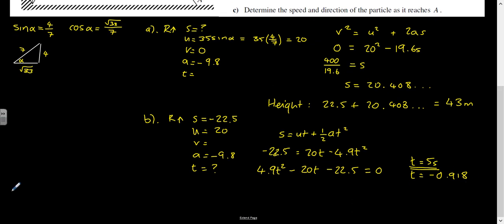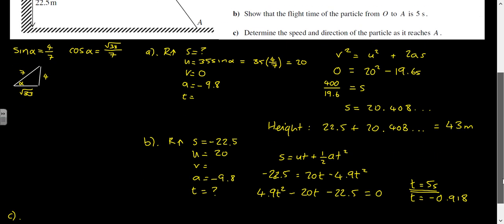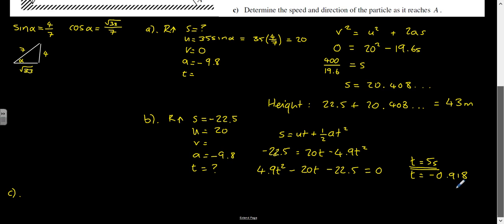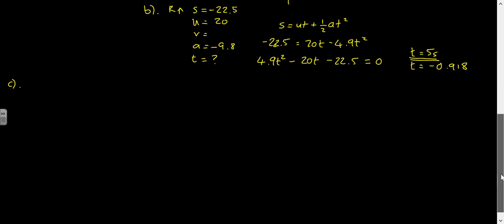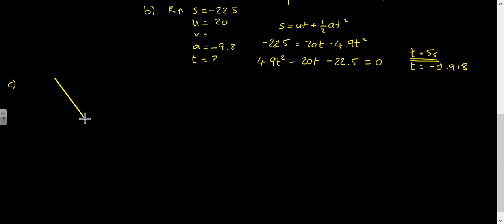So then for part C, very similar to what we did before, determine the speed and direction of the particle as it reaches A. Well, we can see from the model that when it reaches A, the speed at which it's traveling is going to be this direction. Okay, so that's its speed, and what we're going to calculate is its vertical velocity and its horizontal velocity as before, and we're going to then use Pythagoras theorem to work out the speed.